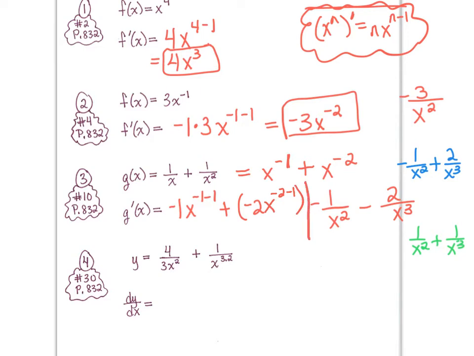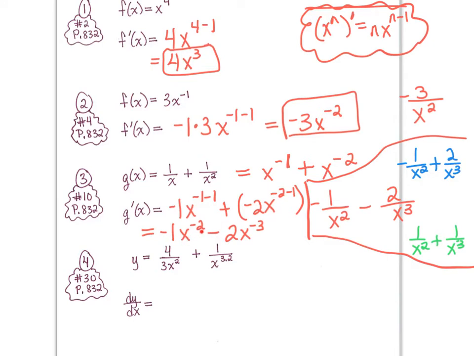Draw a line here to separate our possible answers. Simplifying here, this becomes negative 1 x to the what power? Negative 2. Good. And then plus a negative makes this what? Minus. Good. Minus 2 x to the what power? Negative 3. So we should have negative and we should have minus.